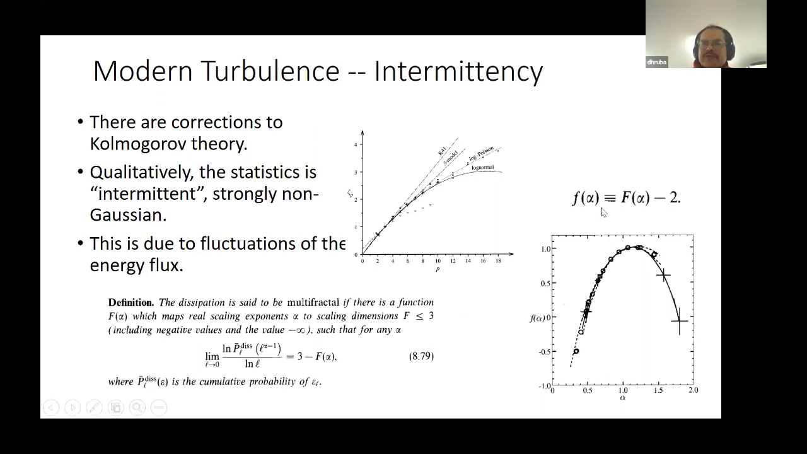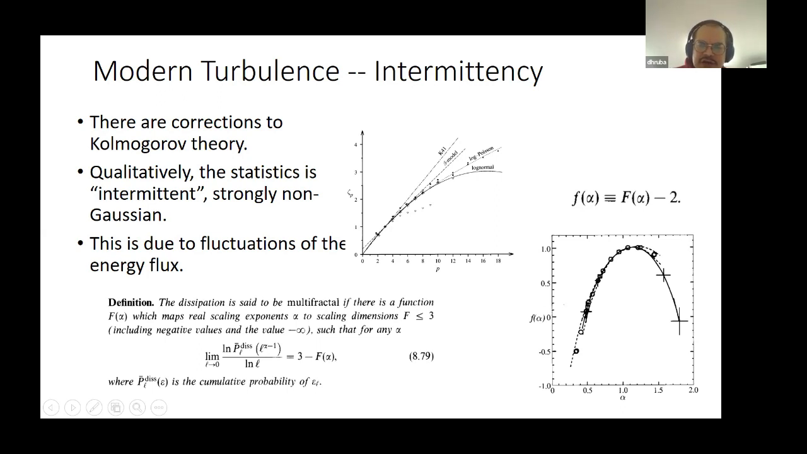Now, people calculate small f alpha or instead capital F alpha. This definition includes the capital F alpha, where the small f alpha is capital F alpha minus 2. This is the first demonstration of the multifractal behavior by Sreenivasan and his group, which I have put here.